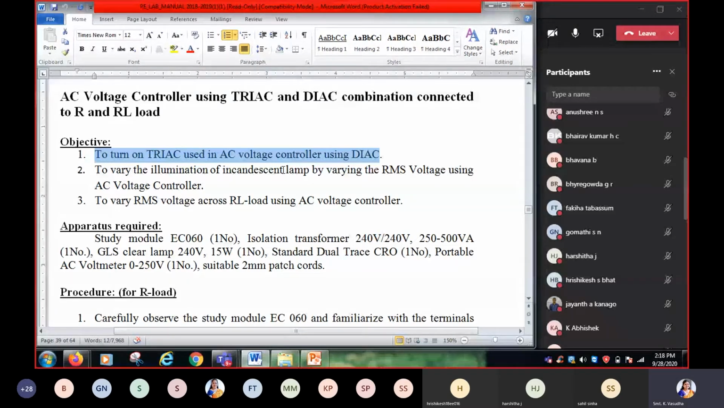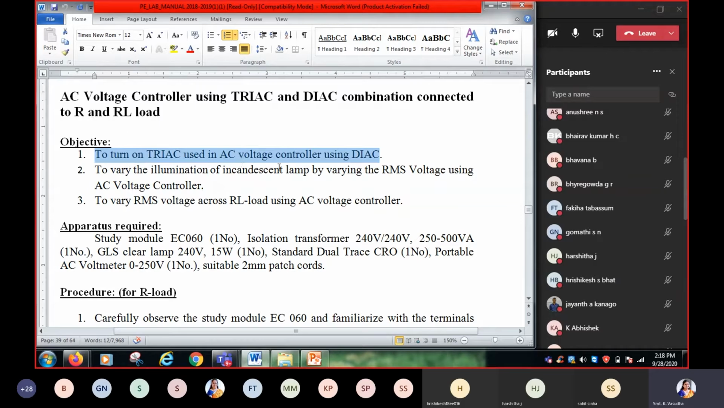So the first thing is we have a control circuit. Using that we are generating a control signal, and using the control signal we are turning on the triac. This is the first aim of this experiment. Next, to vary the illumination of an incandescent lamp by varying the RMS voltage using the AC voltage controller.